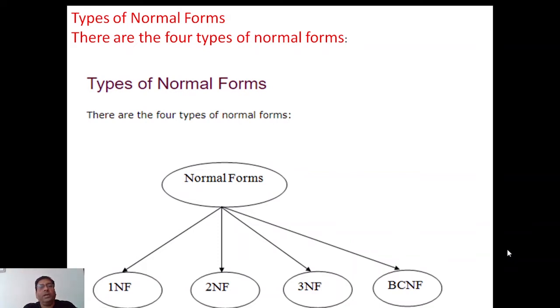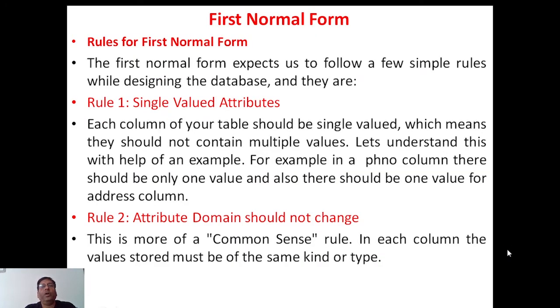So let's understand what the different types of normal forms available to us are. We have first normal form, second normal form, third normal form, followed by Boyce-Codd normal form. Apart from this, we'll also try to understand what exactly fourth normal form is all about, and what fifth normal form is, and so on. So let's get into details about the first normal form.